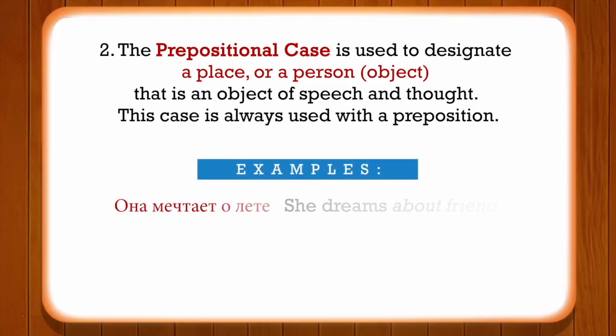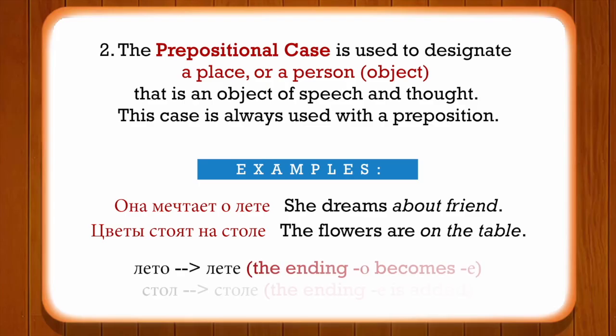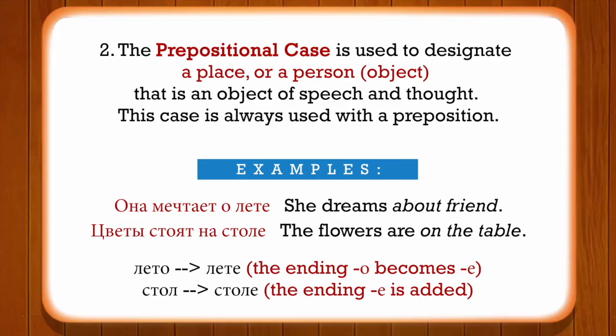Она мечтает о друге. She dreams about a friend. Цветы стоят на столе. The flowers are on the table. Friend, about a friend, and table, on the table or at the table. You can use these prepositions accordingly. I hope the concept is clear to you.